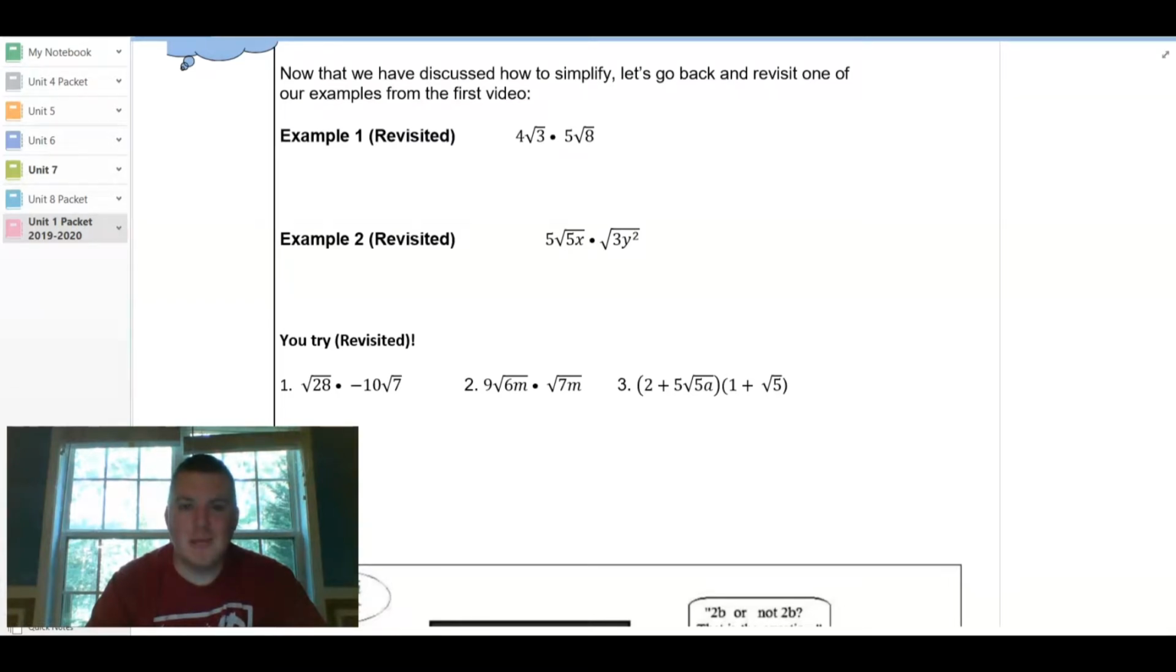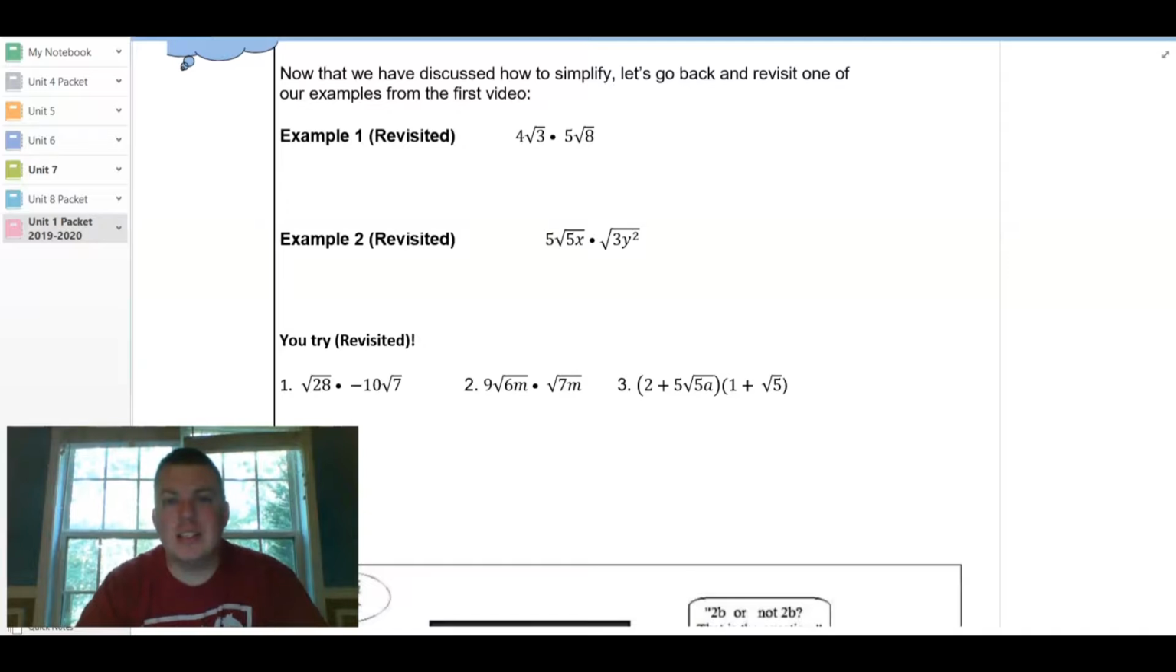Alright, it is time to put these skills we did in video 1 and 2 together. So we did say in video 1 that we were going to multiply and not simplify at that point. Now we have gone over simplifying, so from here on out, whenever you do a multiplication problem, you do need to simplify it. I'll say that again just to make sure you guys catch that. You do have to simplify these problems from here on out.